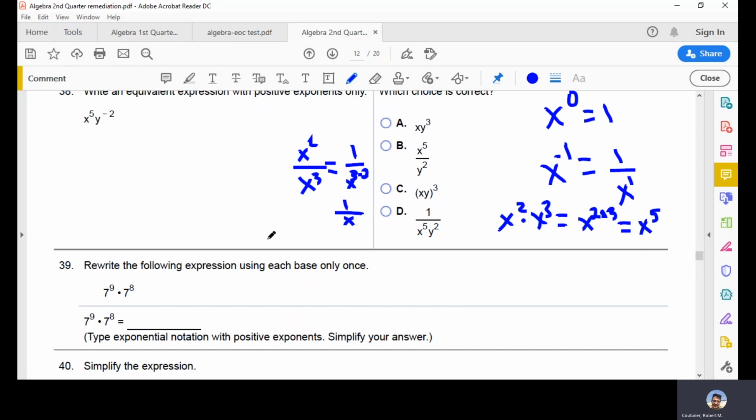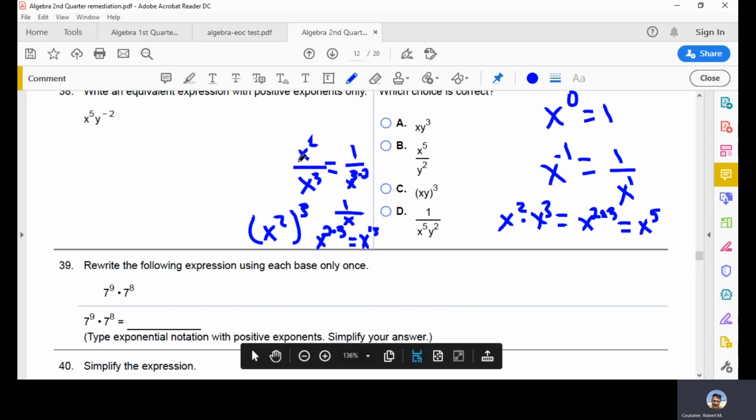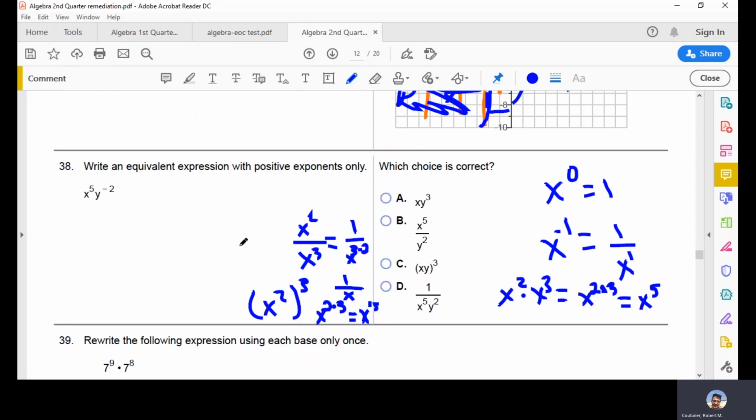And the last rule that we had was a power to power rule. So if you have x squared and it is being raised to the power of 3, base stays the same. You multiply the two exponents. So you would have x to the 15th power. The 0 power rule, negative power rule, multiplication of powers, division of powers, and power to power rule. Okay, let's look at these problems they're asking us.